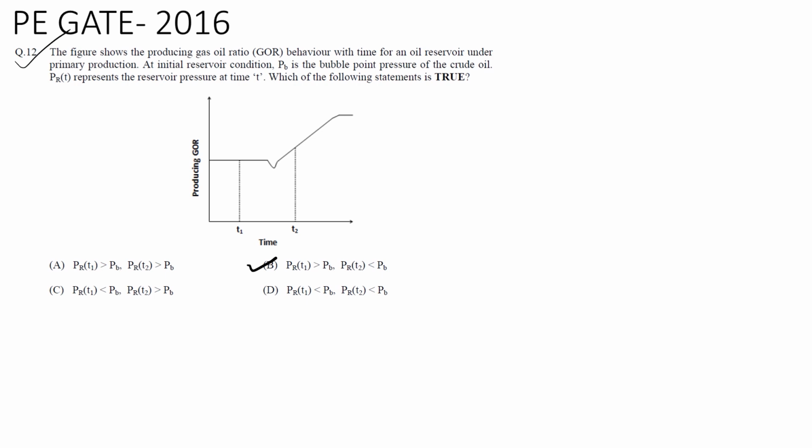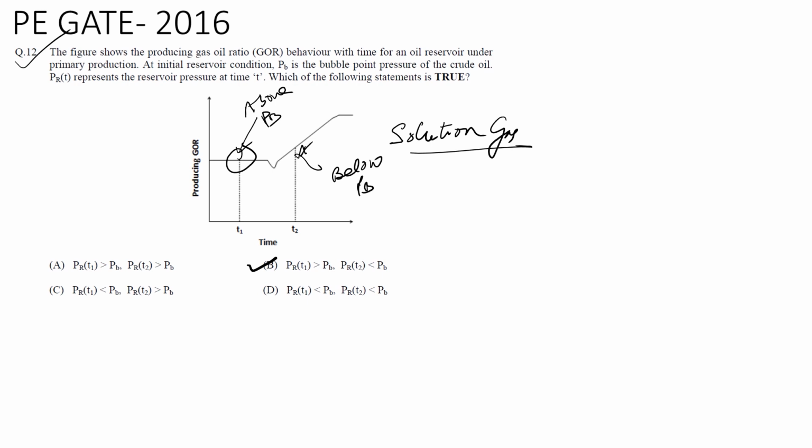Over here we can see that T1, as we have seen in my solution gas session in the reservoir drive mechanism, would be above the bubble point and this would be below the bubble point. So the answer should be B. Let's move ahead.